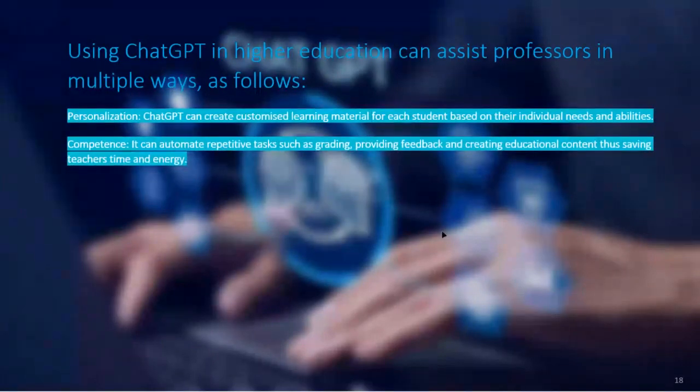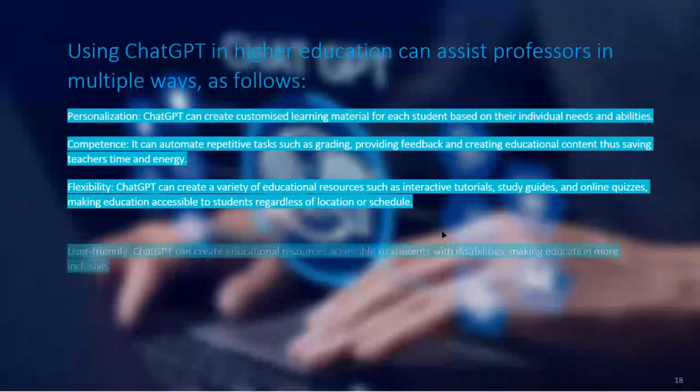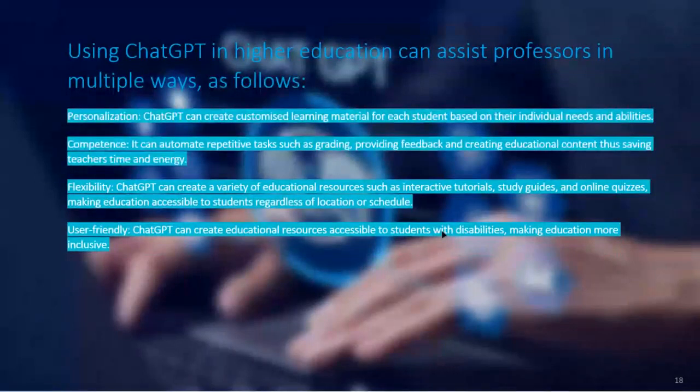Okay. It can automate repetitive tasks such as grading, providing feedback, and creating educational content, thus saving teachers' time and energy. Wow. Life saver, right? Okay. It's flexible as well. How? It can create a variety of educational resources such as interactive tutorials, study guides, and online quizzes, making education accessible to students regardless of location or schedule or whatever. No time restraint, right? ChatGPT is user-friendly. It can create educational resources accessible to students with disabilities, making education more inclusive.